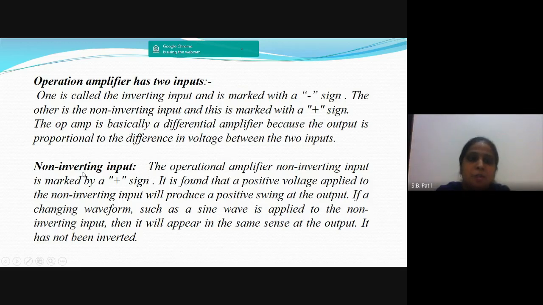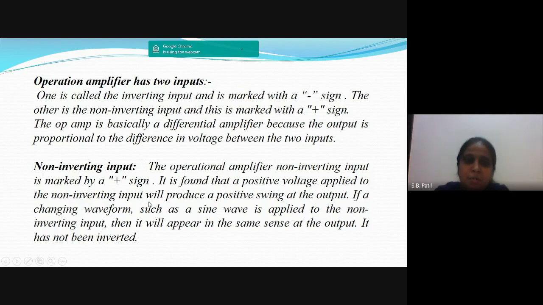First we have to see the non-inverting input of the operational amplifier. The non-inverting input is marked by a positive sign. It is found that a positive voltage applied to the non-inverting input will produce a positive swing at the output.